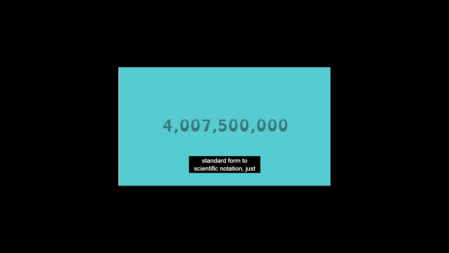To change from standard form to scientific notation, just keep track of the decimal. For whole numbers, the decimal point is at the end of the number. Move the decimal point so there's only one non-zero digit to the left of the decimal. The exponent indicates how many places the decimal point has moved to the left.